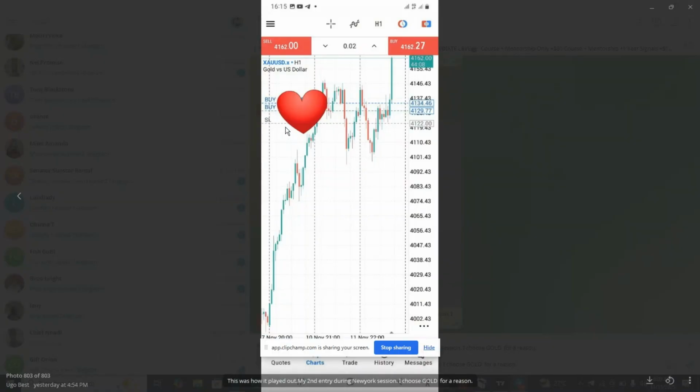You can see I took two trades. The first one at 4129, and my stop loss was at 4122, about 70 pips stop loss. And the second one was about 4134. And from this zone, price has moved to 4162. So this is basically how we do these things.